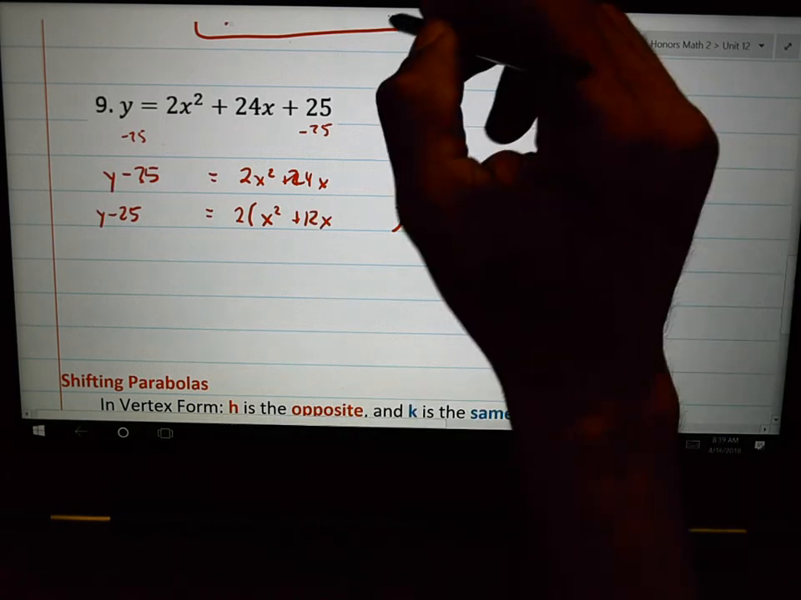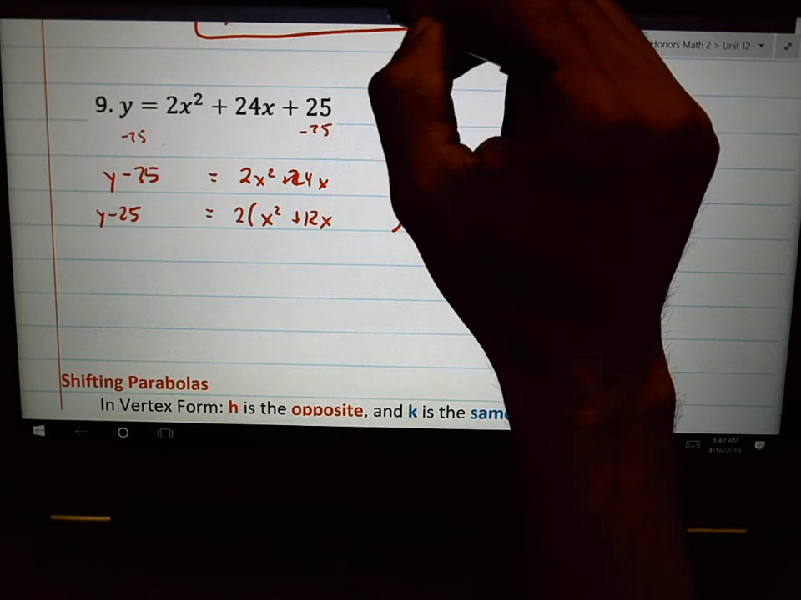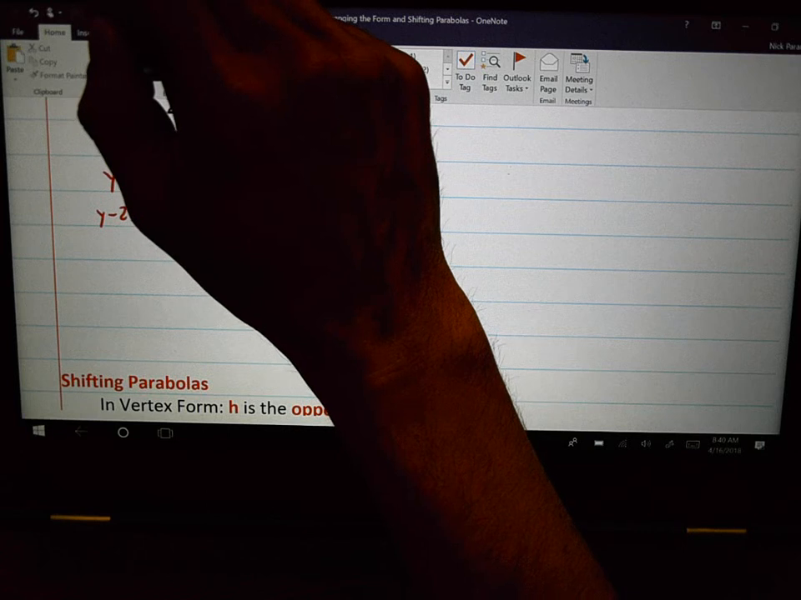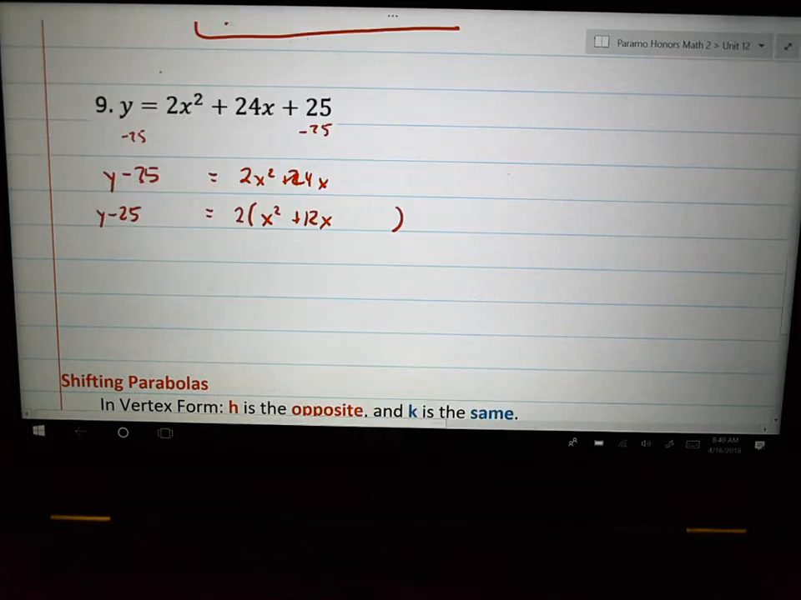Now I'm going to do this in a different color. And if this confuses you, then you can do it the same way that we do in 12.2. This is slightly different.